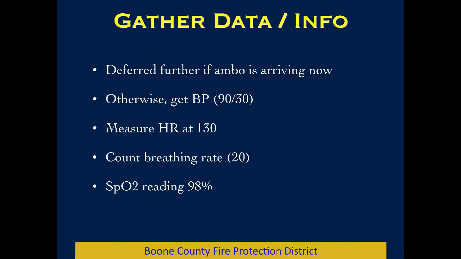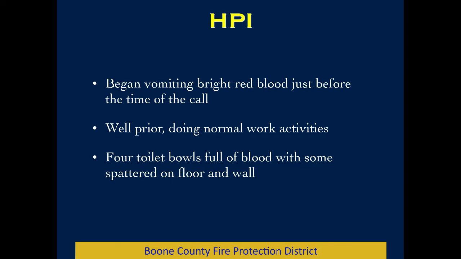We're going to measure his heart rate at 130, which the pulse ox already did, but you do it with yours, and your pulse ox reads 98%, and you actually count his breathing rate now at 20. So you've estimated vitals prior to this, and now you're measuring them in this step.